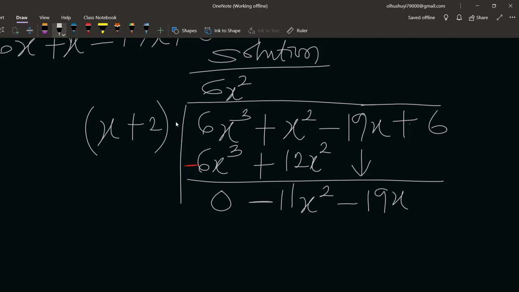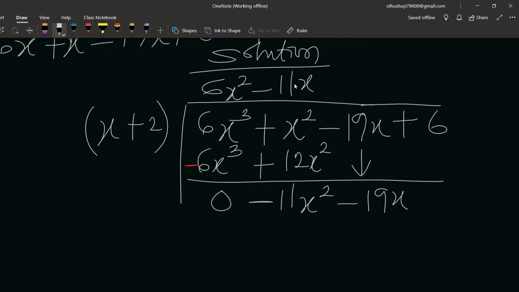Then we continue again. We do the same thing again. x in this minus 11x squared, that will be minus 11x. If you use x to divide just this, you're going to be having minus 11x. Well, one x will cancel out one of these x, so one x will be left. So I have minus 11x.